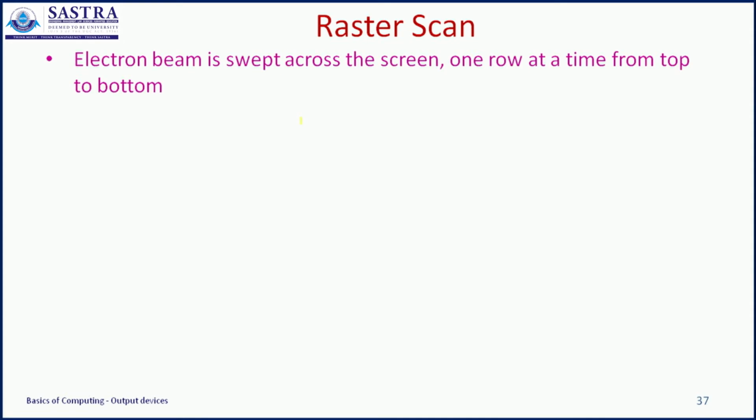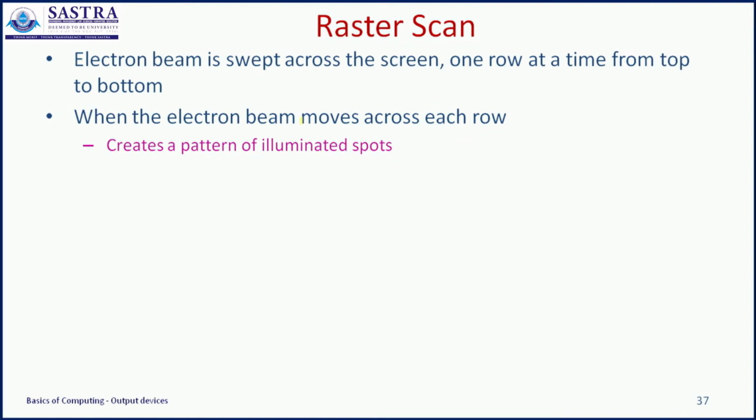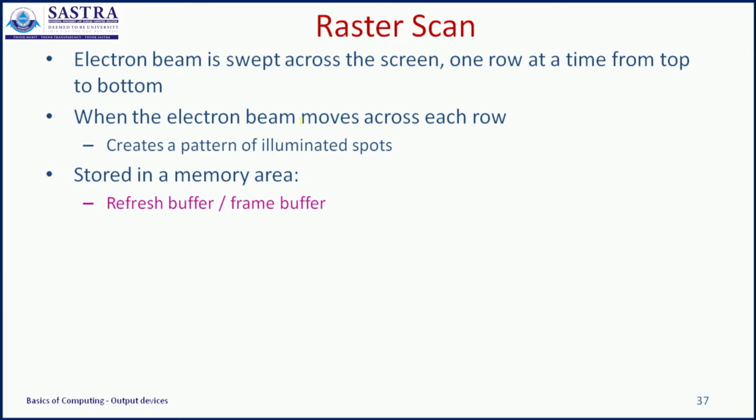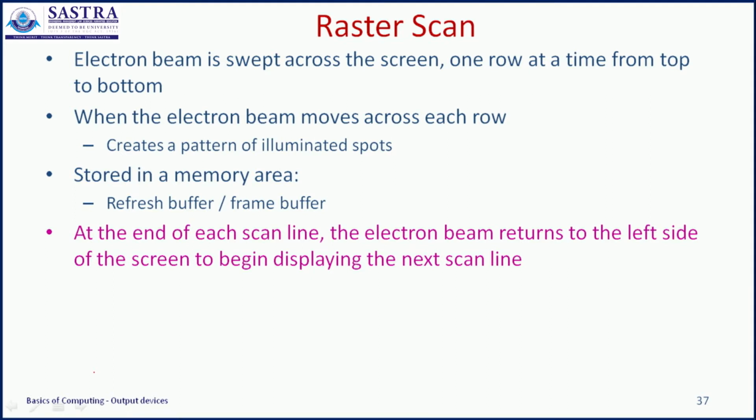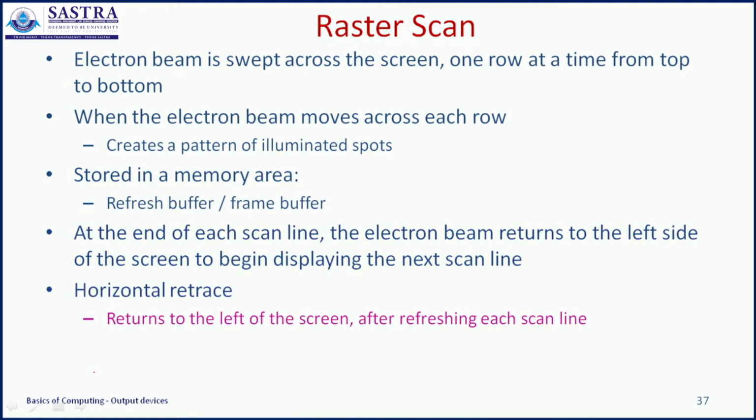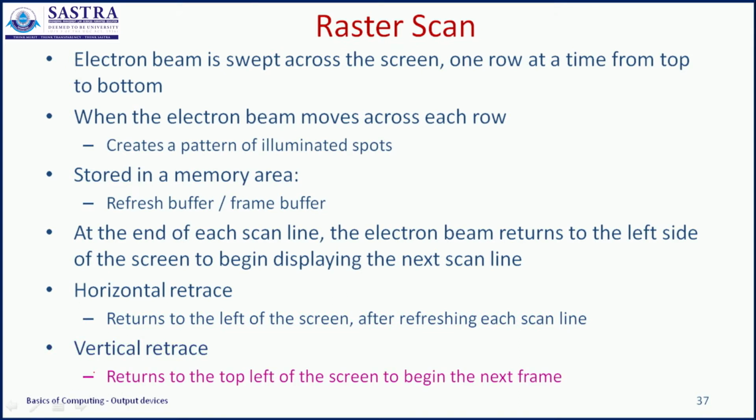The most widely used CRT is the raster scan display. The electron beam is swept across the screen one row at a time from top to bottom. When the electron beam moves across each row, it creates a pattern of illuminated spots which can be stored in a memory called a refresh buffer or a frame buffer. At the end of each scan line, the electron beam returns to the left side of the screen to begin displaying the next scan line. So we have horizontal retrace and vertical retrace.